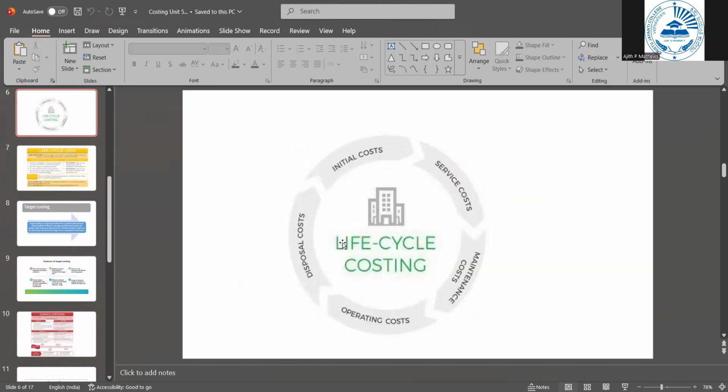Initial costs are there, service costs, maintenance costs, operating costs, and disposal costs. So this concept is applicable to almost all products, for example, highly costly products. In the case of a car, there is the initial cost for purchase, then regular service. Then in between, we need to have maintenance cost, and then operating cost. What all comes under the operating cost? You need adequate fuel, either diesel or petrol, to run the vehicle. Then finally the disposal cost.